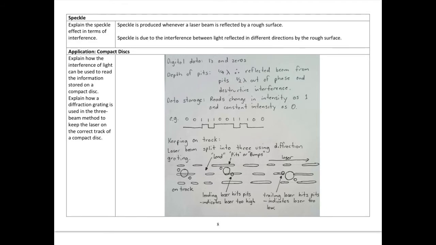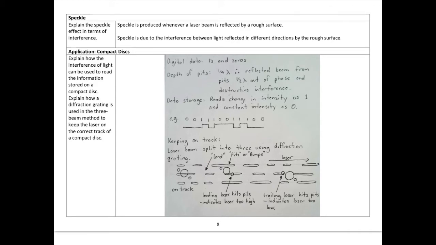And basically you have this interference pattern between the incident light and the reflected light that goes back, and that interference pattern is constantly changing. So that gives you the impression that the laser speckle is constantly changing in intensity. It doesn't just look like a fixed light on a surface. So speckle is caused by interference between the incident and reflected light, and light that's going in different directions on a rough surface. Now let's get into compact discs.